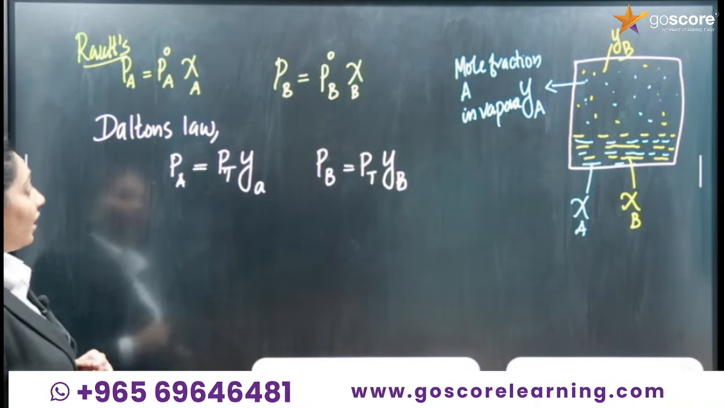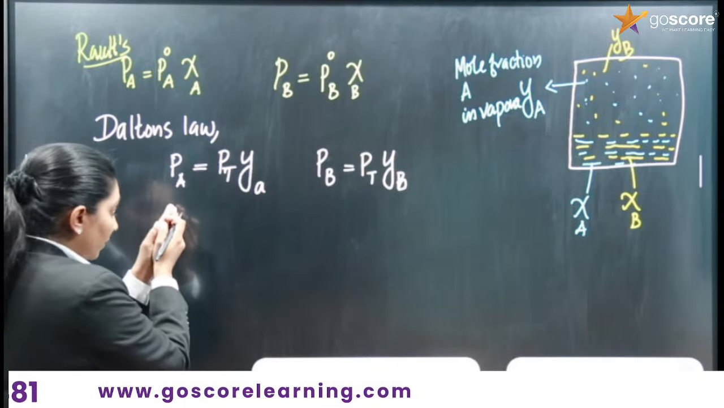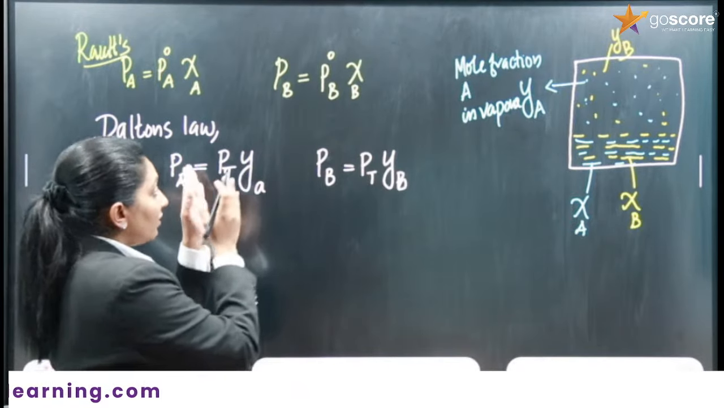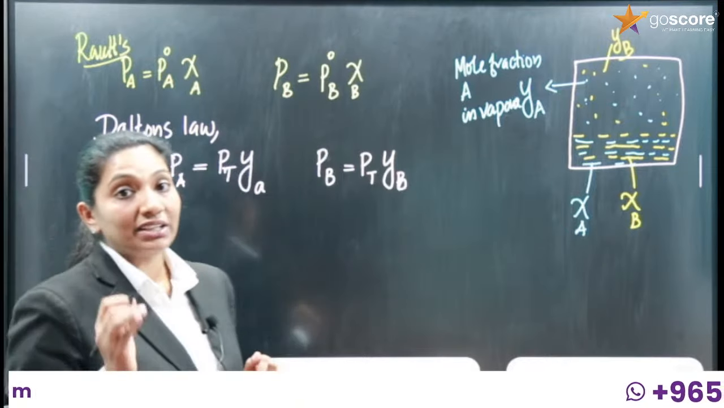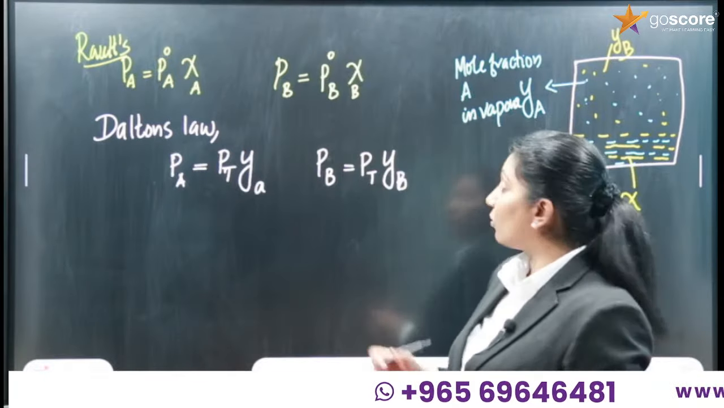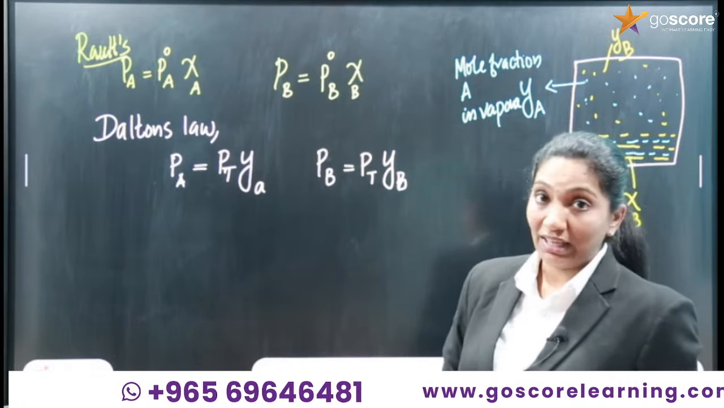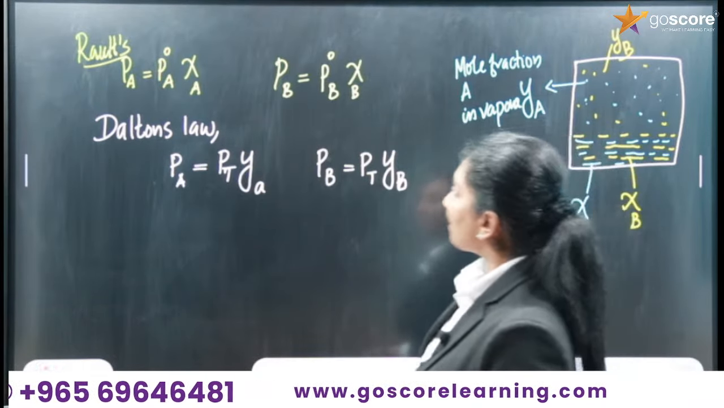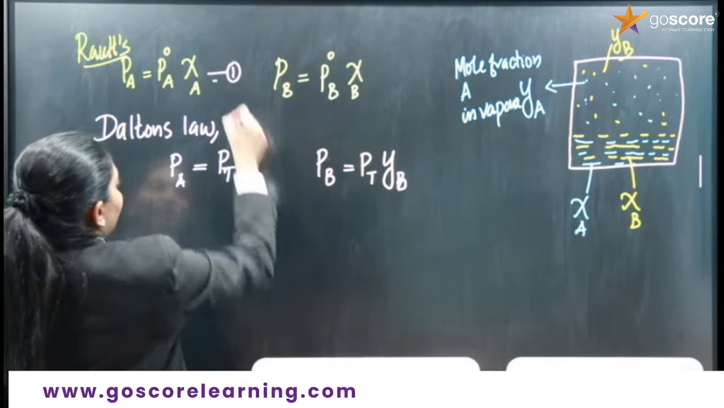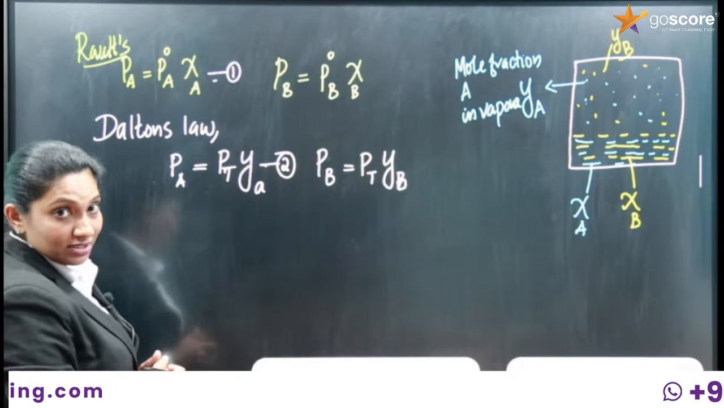Got it? So here, this is a very, very important relationship: according to Dalton's law, the vapor pressure exerted by the component A is equal to total vapor pressure of the solution into mole fraction of the component A in vapor phase, and the partial pressure of the second component B is equal to total vapor pressure of the solution into mole fraction of the component B in vapor phase. Okay? So see here, according to Raoult's law, we got like this, right? According to Dalton's law, we got like this. So we can equate this, right?